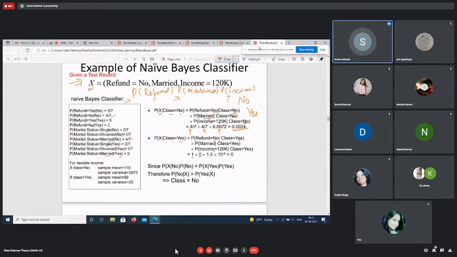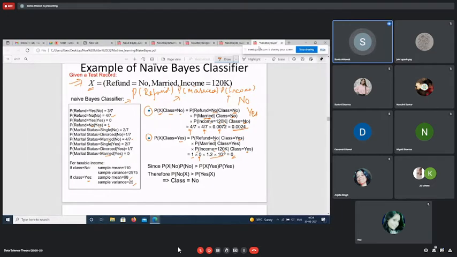After this, we have to calculate the probability of income 120K belonging to this class. So for yes, the mean is coming out to be 90 and the variance is coming out to be 25. We'll substitute in the formula and we get a value. Since there is a 0, something multiplied by 0 is equal to 0. So we have calculated the probability for no as well as for yes.